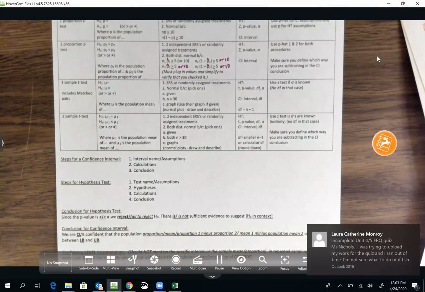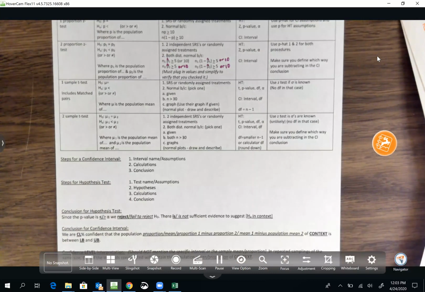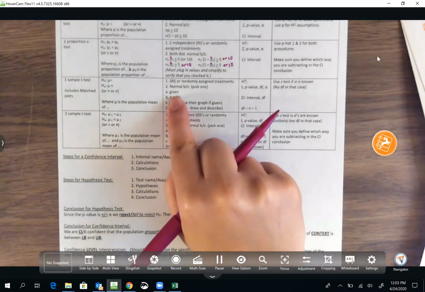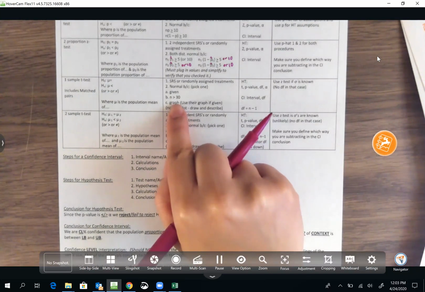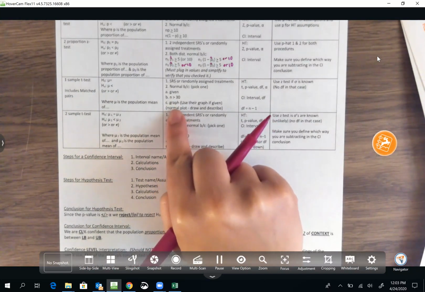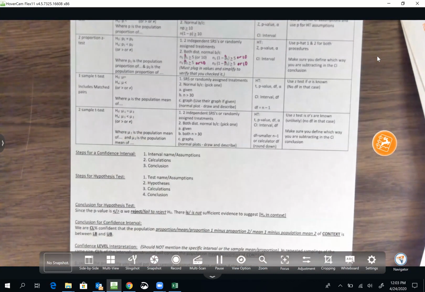For means, you have 3 options to check for normality. It can be given in the question. Our sample size can be greater than 30. Or we look at the graph. We use the normal probability plot if we have to make one, but most likely if it comes up on the AP test, you won't make one.